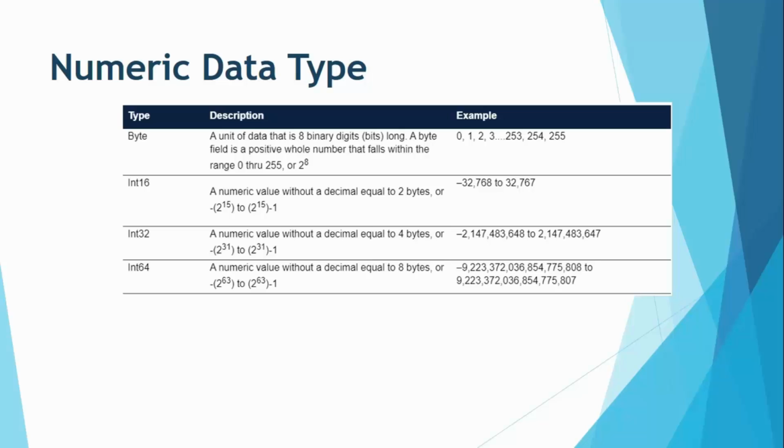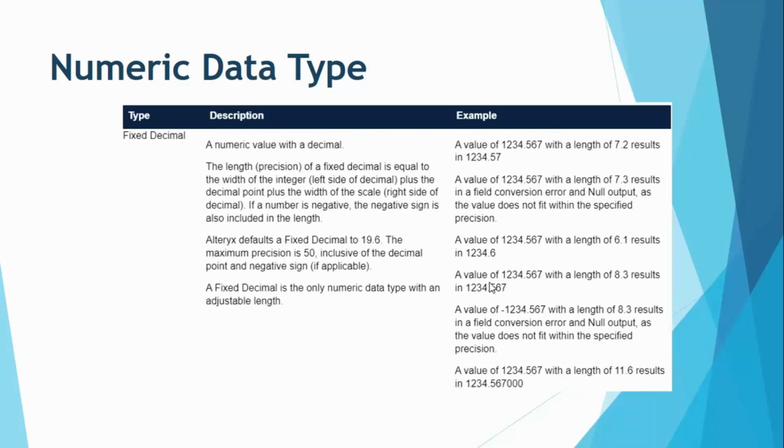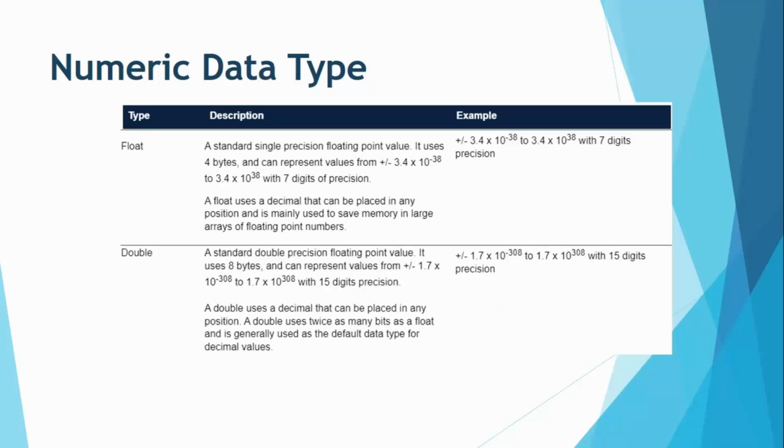Byte is a small number. Then we have integer, which holds larger numbers, as you can see from their ranges in the examples. Then we have fixed decimal, which is used for currency, a numeric value with a decimal. Next we have float and double, which are used for the most precise numbers. Float and double are not good for comparison, because they are never equal. Float is generally used to save memory.